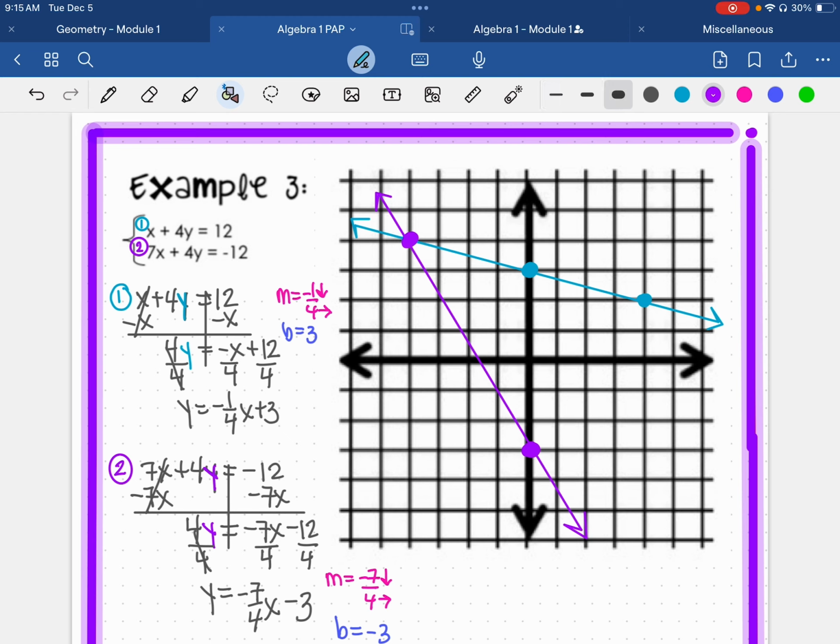And I can already see my solution. There it is right there. There's my solution. There's my answer. I'm just going to write it as an ordered pair. These are the negatives, so I'm going to go ahead and count over. Looks like it's negative 4. 1, 2, 3, 4. So it looks like my answer here is negative 4, comma, positive 4.